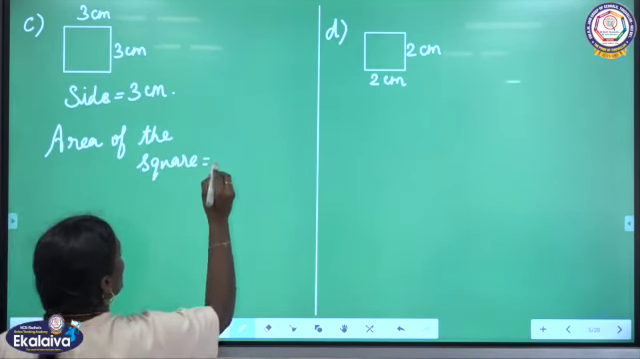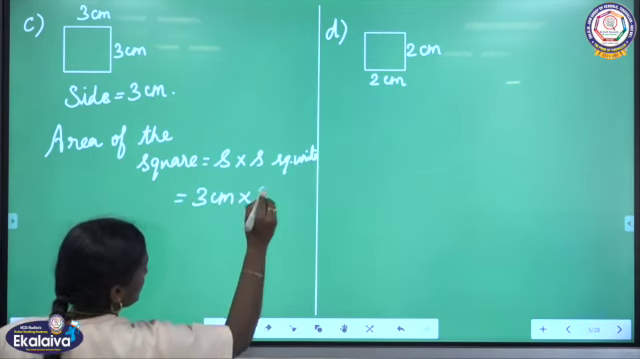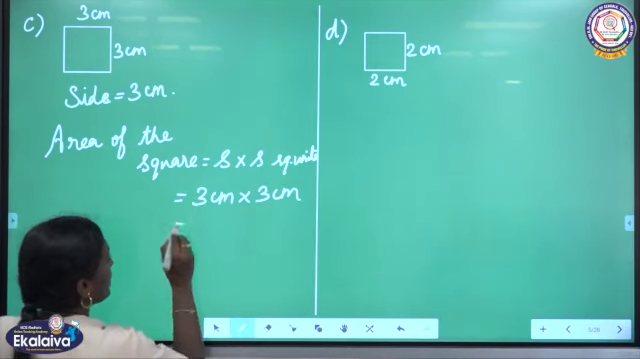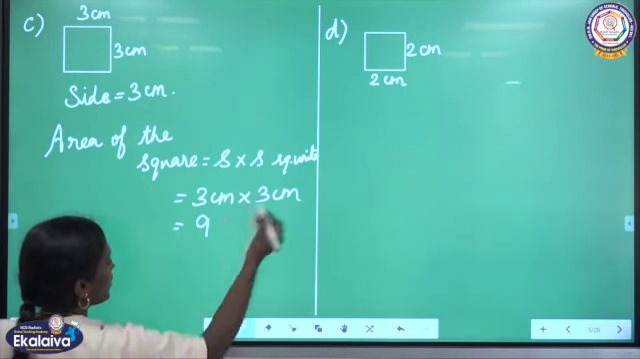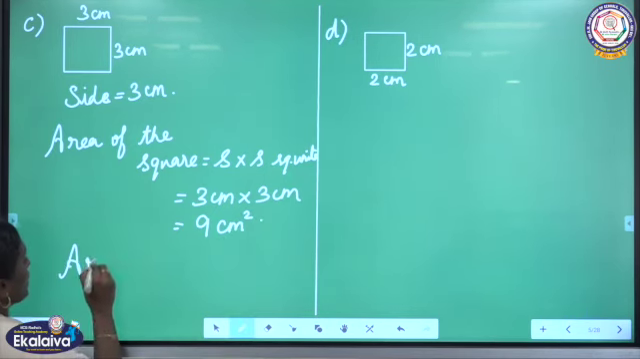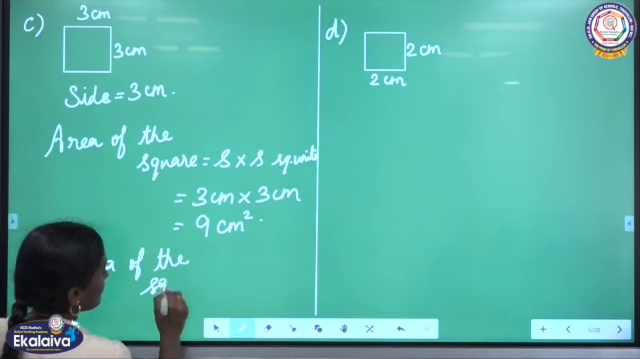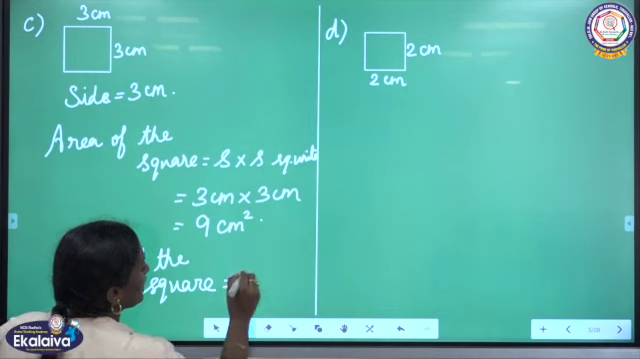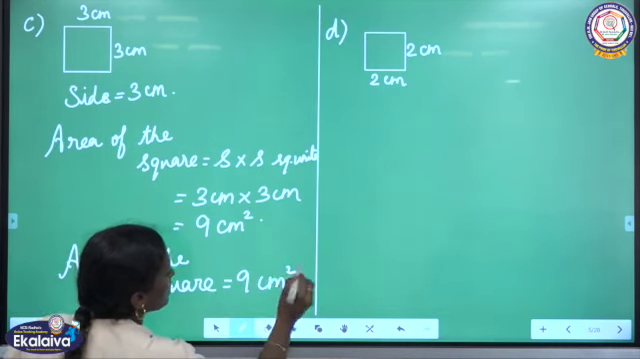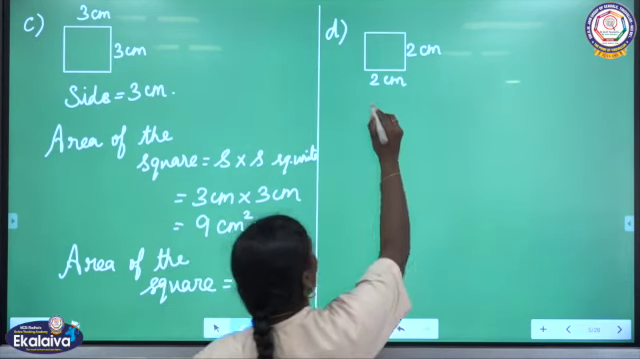What is the formula? Side into side square units. Okay, side 3 centimeter into 3 centimeter. 3 3s are 9 centimeter into centimeter, centimeter squared. So, the area of the square is equal to 9 centimeter square.